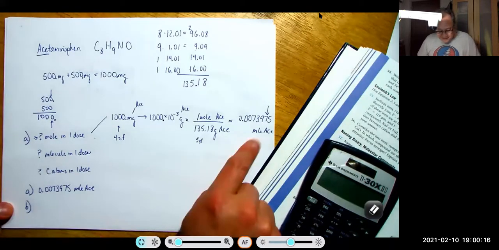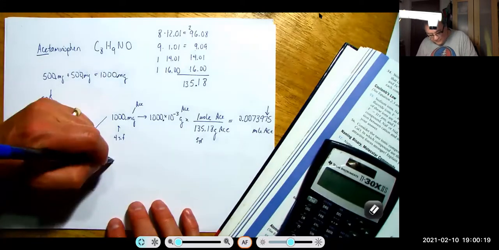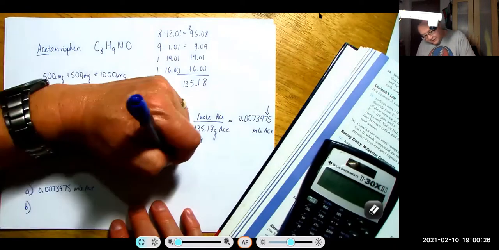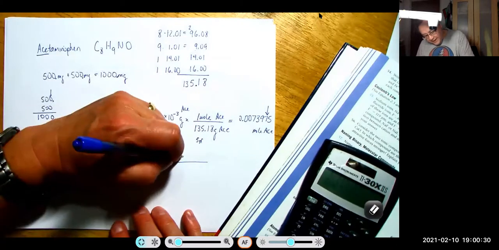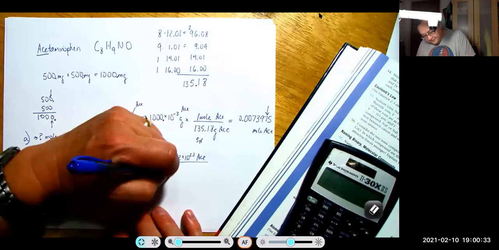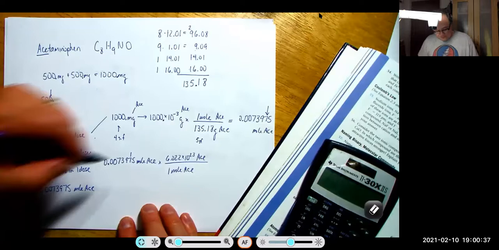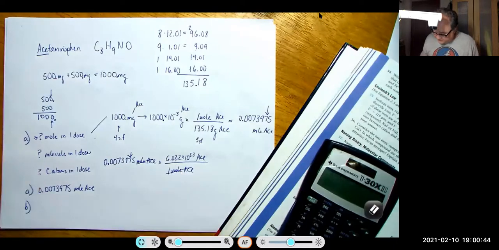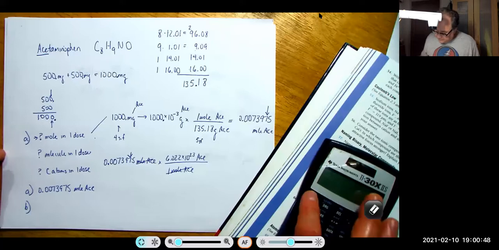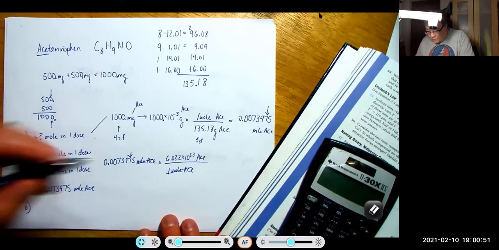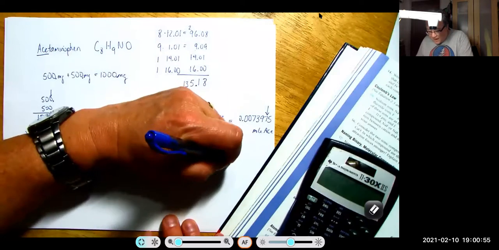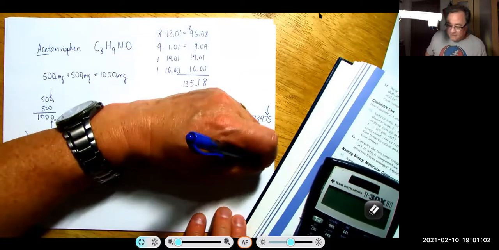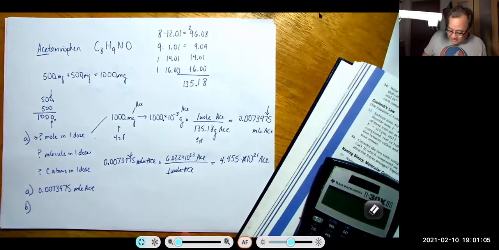Now let's look at B. For B, I would start with this number here. And I would multiply by 6.022 times 10 to the 23 aces per 1 mole of ACE. Now here we have 4 sig figs, here we have 4 sig figs, so we round to 4 sig figs. And I get 4.455 times 10 to the 21 aces. So when I say I have that many aces, since each ace is a molecule, it's really that many molecules.